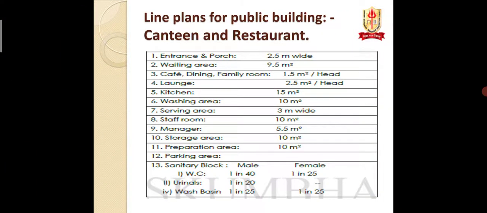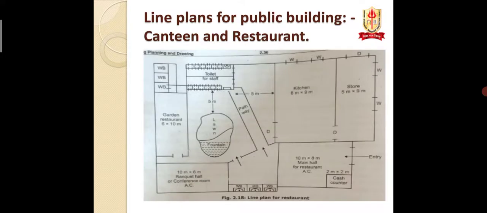Then the last one is a canteen and restaurant. In a canteen and restaurant you can see there should be an entrance, waiting room, then cafe, dining, family room, lounges, kitchen, washing area, service area, staff area, manager, storage, parking area and sanitary blocks. So this is how we can design our canteen or restaurant.